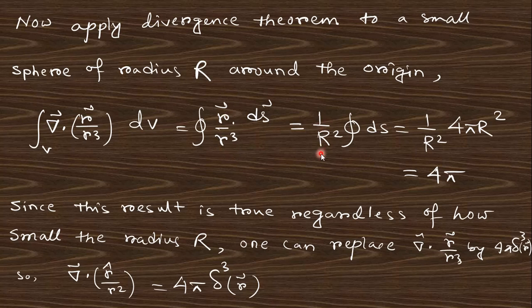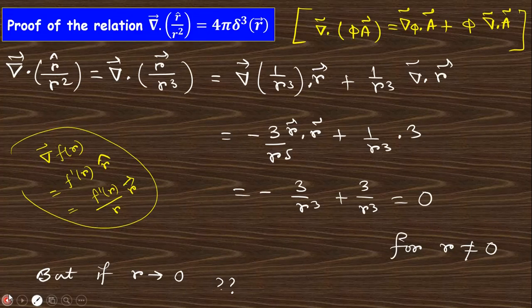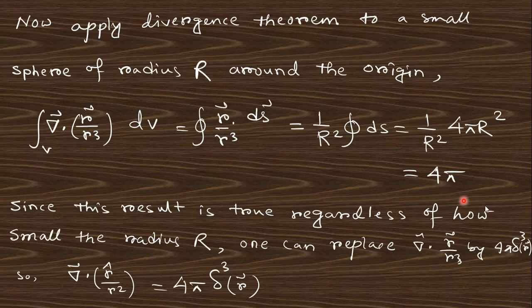Now this can be written as 1 by r square, because r vector is r into r cap, so the r cancels out. 1 by r square times the closed integral of ds, because r does not change, this is a constant surface. So the total surface is 4 pi r square, the r square cancels out, and only 4 pi is left. So you can see this limit will be 0 and this integration becomes 4 pi. Since this result is true regardless of how small r is, because the volume tends to negligible, this is nothing but 4 pi delta r cubed.